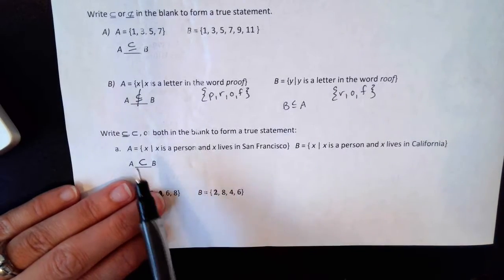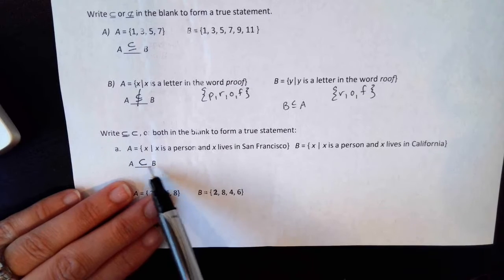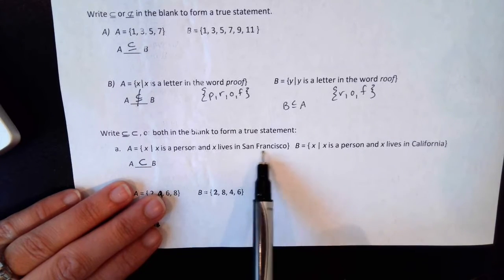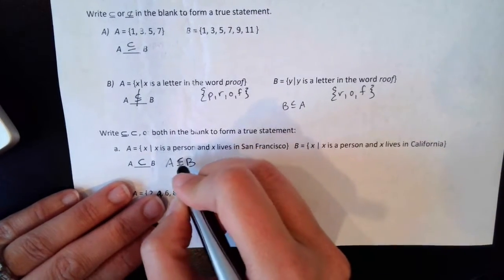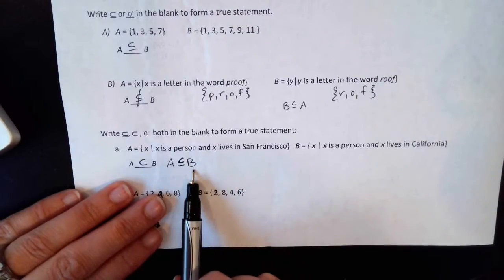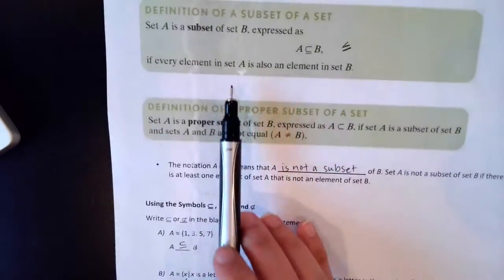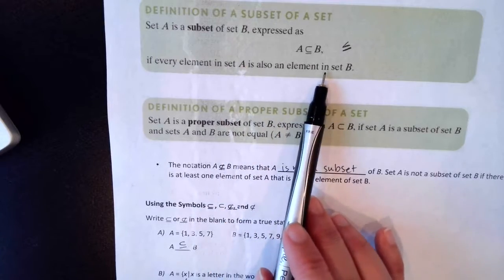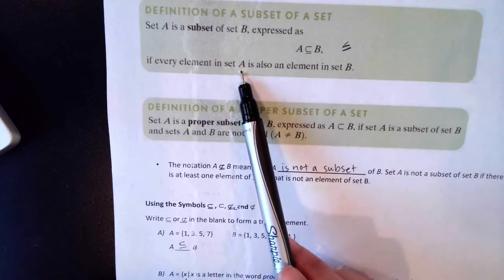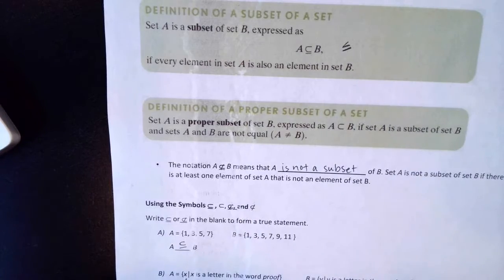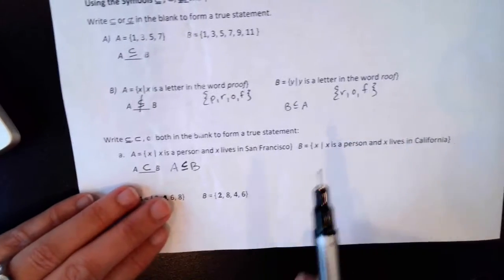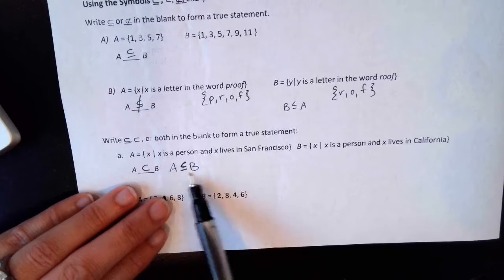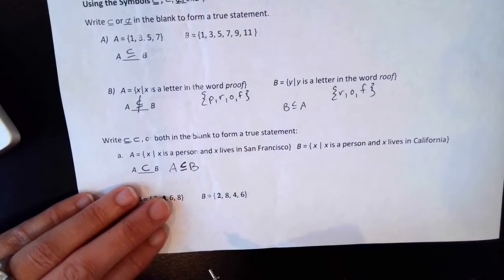Okay, let's go back to this one. So right here, I have A is a proper subset of B, because there's fewer people that live in San Francisco than there are that live in California. You can also say A is just a subset of B, because that means that every element in A is also in B. And I have satisfied that. I can find everybody that lives in San Francisco is also living in California, so I can use this symbol. And then I can use this symbol because they have different numbers of people in their sets right here. So on your math lab assignment, you would choose this one and this one. You'll choose both of those symbols on this math lab assignment.